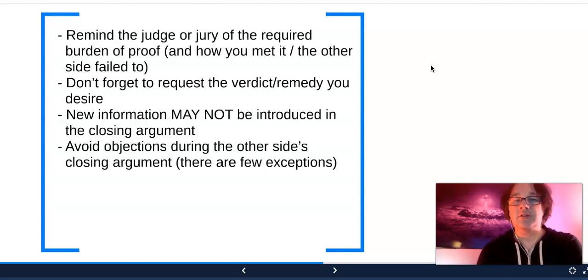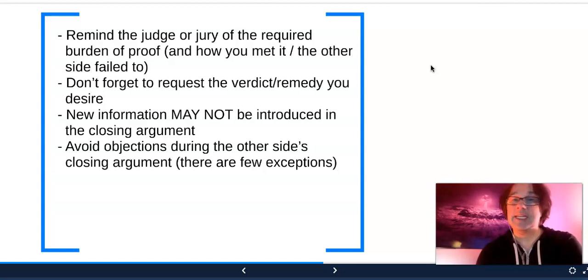Also, don't forget to request the verdict that you desire. So you want to say to the jury, we hope that you will come back with a guilty verdict, or after deliberation, we ask you to please come back with a not guilty verdict, right? So ask the jury for the verdict that you want.